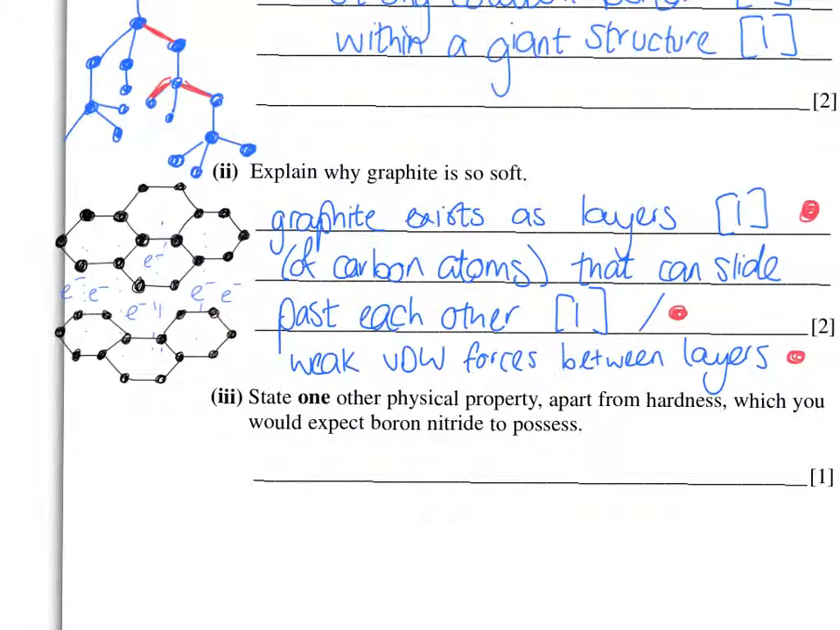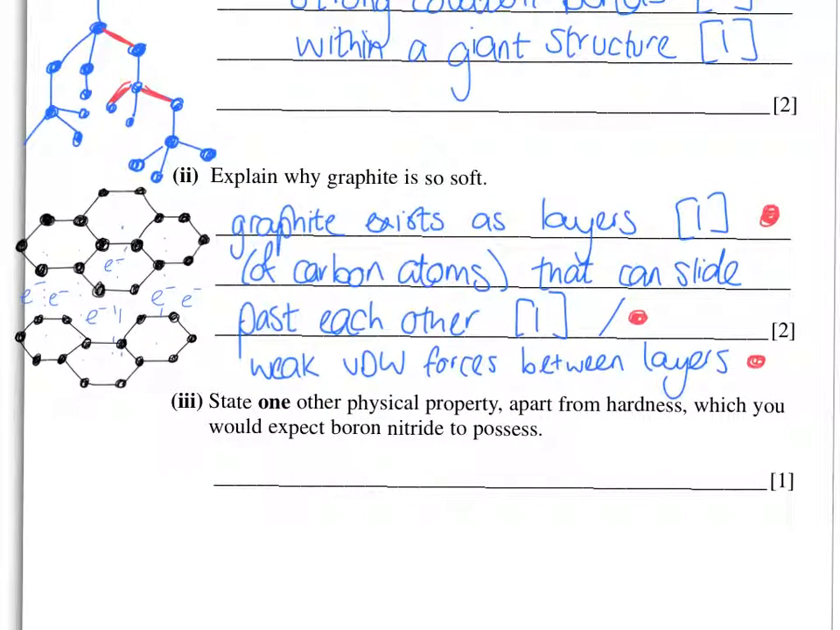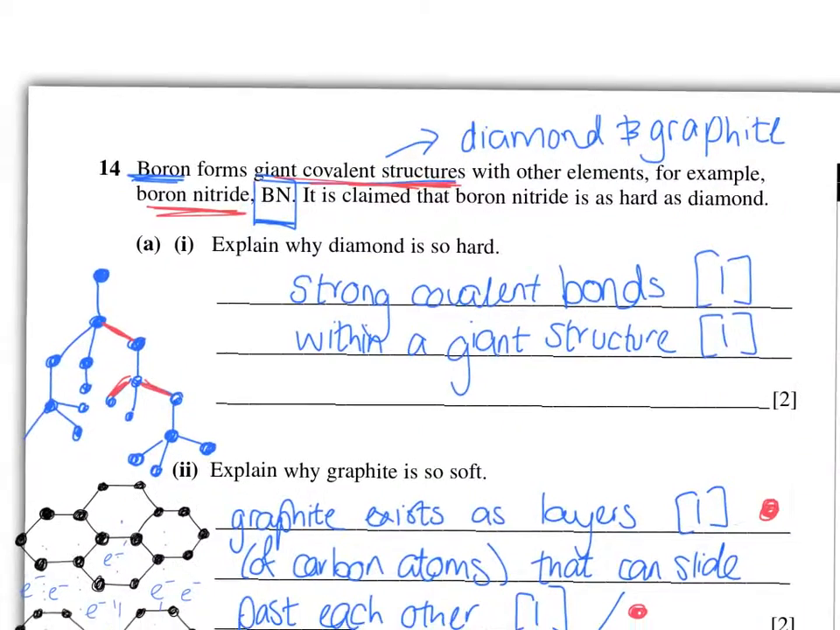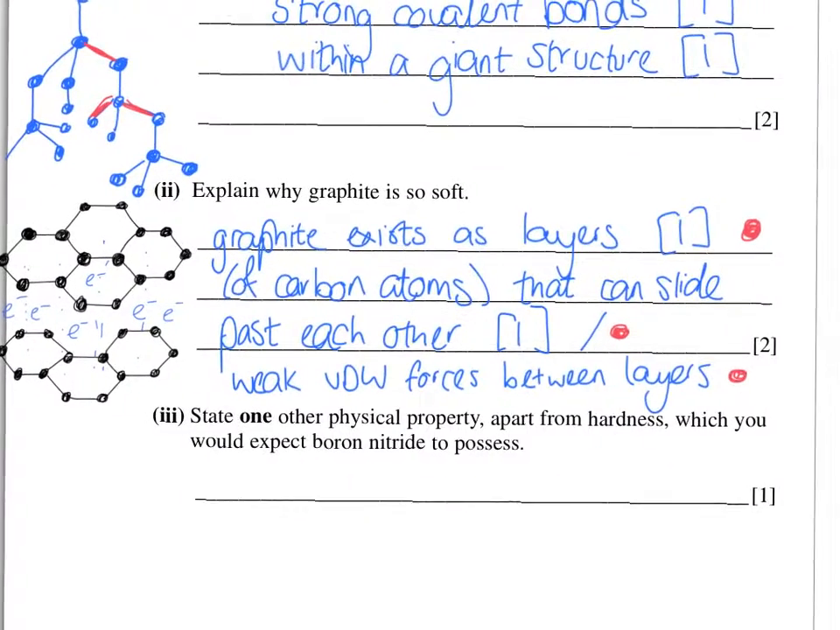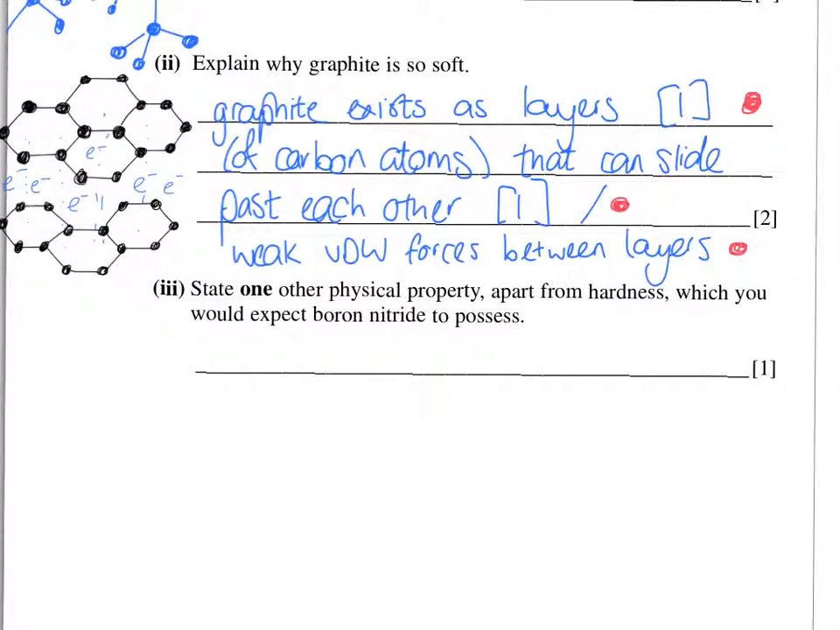And the last part of the question says, state one other property apart from hardness which you would expect boron nitride to possess. So going back to the start of the question, it tells us that boron nitride forms a giant covalent structure. So as I said at the start, boron nitride is going to have properties similar to that of giant covalent structures. And so what they're looking for here is any other property of a giant covalent structure. So some examples could be a high melting point or boiling point. Obviously write that out in full.